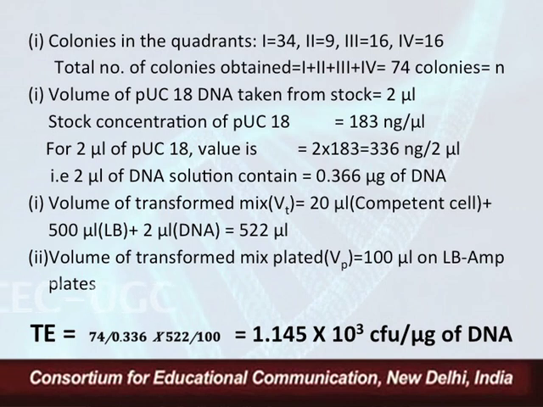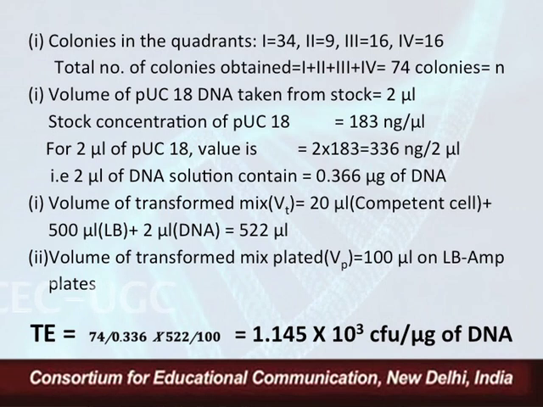So the colonies in the quadrants we calculate. So there are 74 colonies. The volume of pUC18, because we added 2 microliters. So for each microliter, this is the concentration. For 2 microliters, there will be this much concentration. So there will be this much amount of DNA which we have added, 0.366 micrograms.